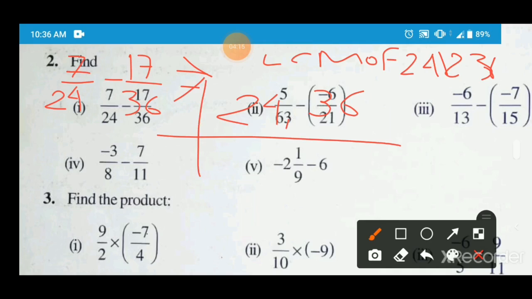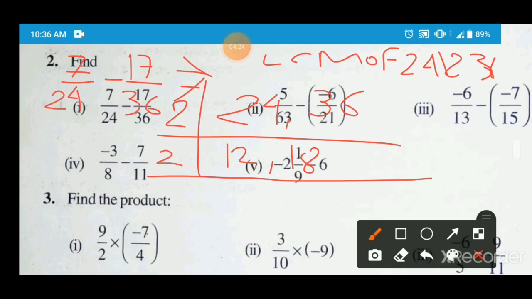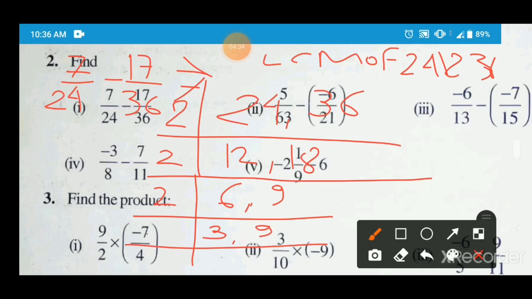Now we divide this by 2. 2 1s are 2, 2 2s are 4, 2 1s are 2, 2 8s are 16. Now the next is 2 6s are 12, 2 9s are 18. Then it is 2 3s are 6, 9 as it is. Then it is 3 1s are 3 and 3 3s are 9.